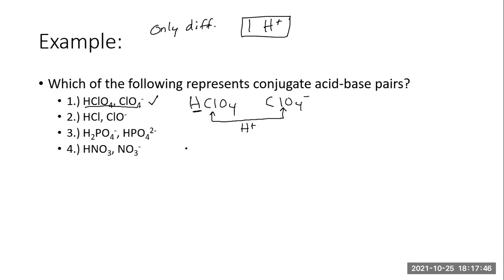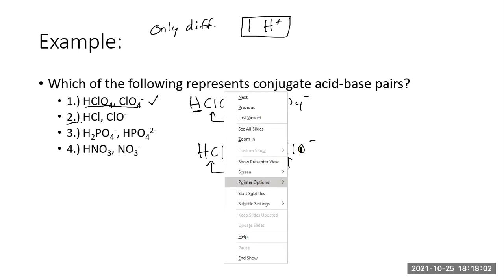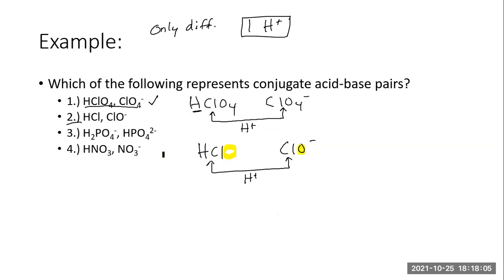Looking at number 2, we have HCl and ClO minus. So the difference here is 1 H+, but in this particular case, we also have a difference of O here and no O here. So there's also a difference of 1 oxygen between these two, which is no good. That means that these guys are not related to each other and they are not a pair in this case. So again, the only thing that can be different is 1 H+.